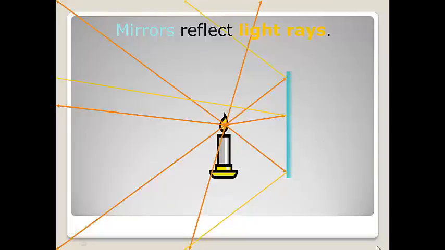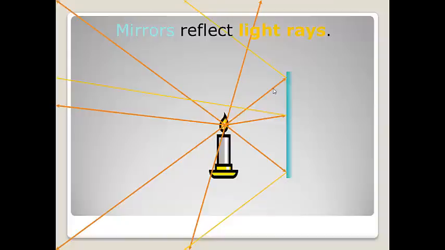Mirrors obviously reflect light rays. Here's our same candle again, and the dark orange lines are showing some of the light rays emitted from the candle. When they strike the surface of the mirror, they reflect in such a way that, if there's my normal line, the angle of incidence equals the angle of reflection. We have lots and lots of different possibilities coming from the surface of the mirror. We're only looking at a few of them.